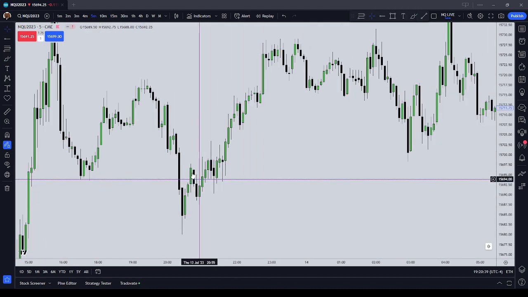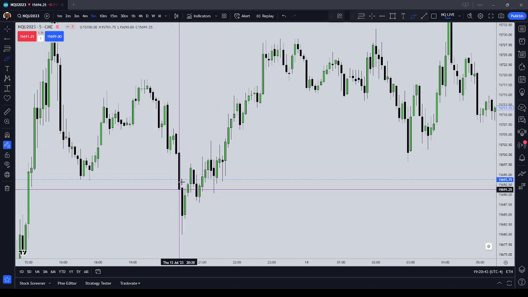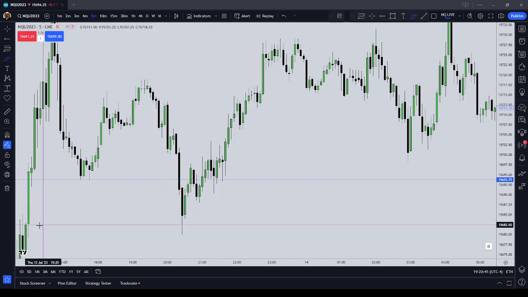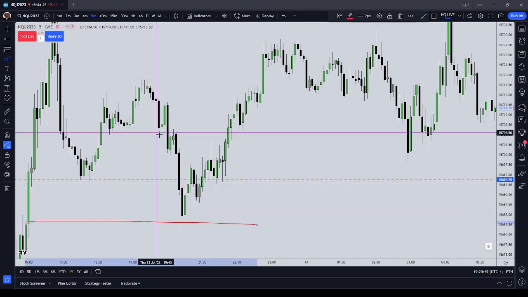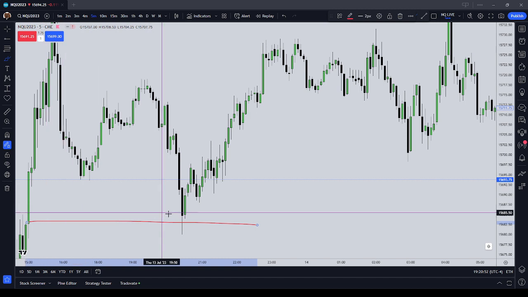Okay. Back to the long side. Market makes a new low. You're flat. You could see that the market appears to have respected that inefficiency right there. Okay. But you don't know if it's going to respect it beforehand. So that's why you have to wait.